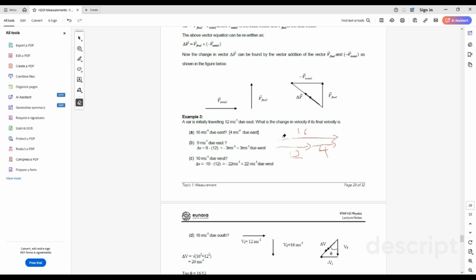So what about the other question? What happens if it's 9 meters per second due east instead? Well, in this case, because the speed actually decreased from 12 to 9, the change actually happened in the opposite direction. Instead of east, which is this direction, it will be in the other direction, which is west. So therefore, it is negative 3 meters per second due east, or we can say 3 meters per second due west for short.